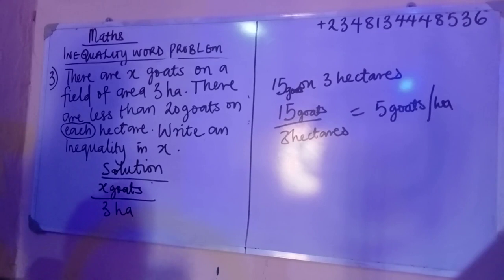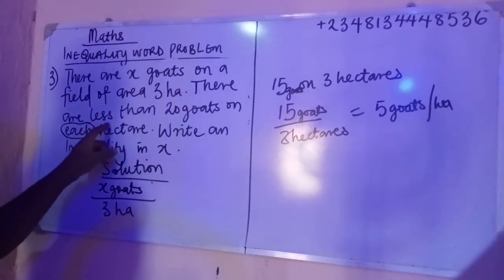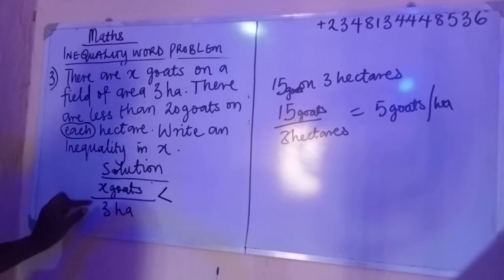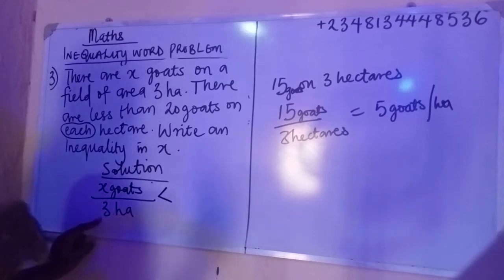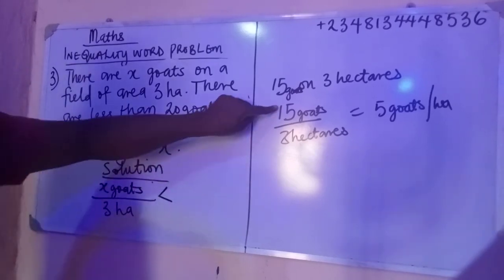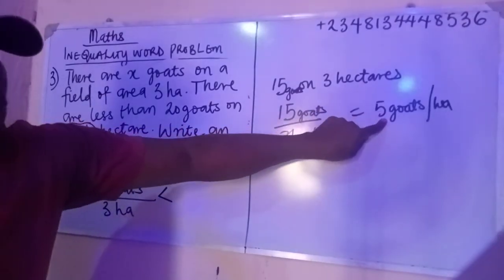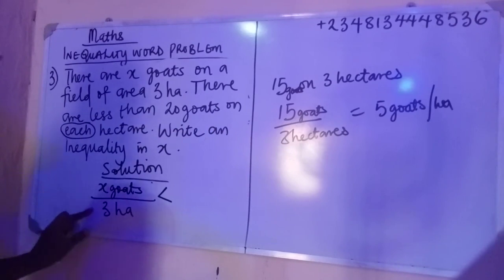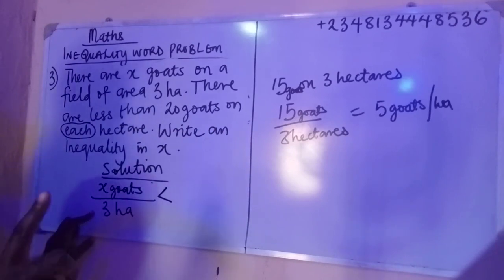The next part of the question said there are less than. So this is X goats over 3 hectares. We give you how many goats per hectare, or each hectare. X over 3, that is 15 over 3, gave us what? 5 goats on each hectare. Are you seeing it now? Okay, X over 3 gave us how many goats we have on each hectare.